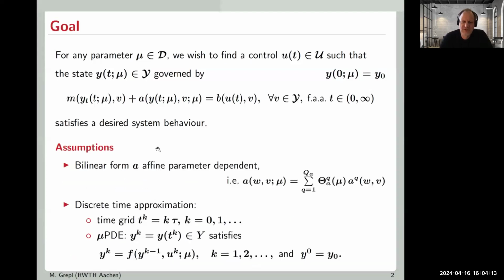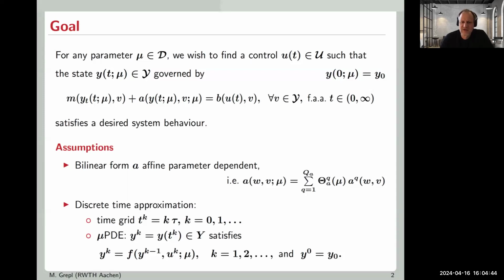Some more assumptions, as is usual in the reduced basis community. We assume that the bilinear form A, which depends here on the parameter mu, is affinely parameter dependent, which means that we can write the bilinear form A as a sum of parameter dependent functions, theta A, Q, and parameter independent bilinear forms. And this is important for the efficiency, or more precisely, the offline-online decomposition later on.